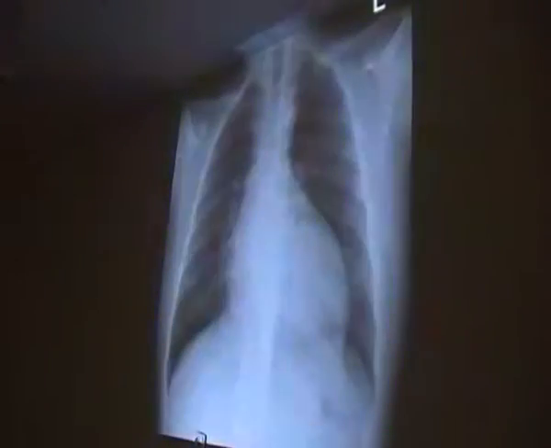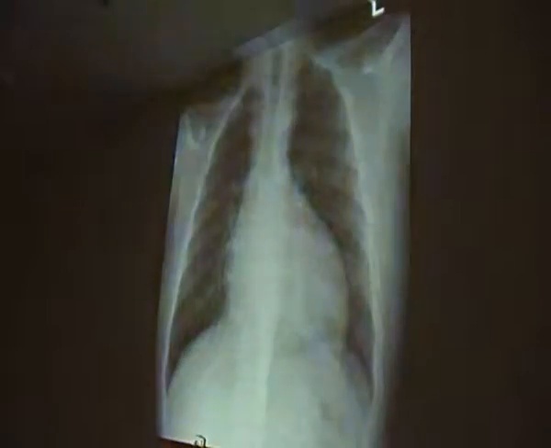Okay, so this is another extra. So what can you see in this case? Boot-shaped heart. Any other description? Okay, so what do you mean by boot-shaped? Right ventricular hypertrophy. So this is left ventricular hypertrophy. So it's not boot-shaped. So boot-shaped, if we got time, we will mention later. But here actually is the left ventricular hypertrophy.